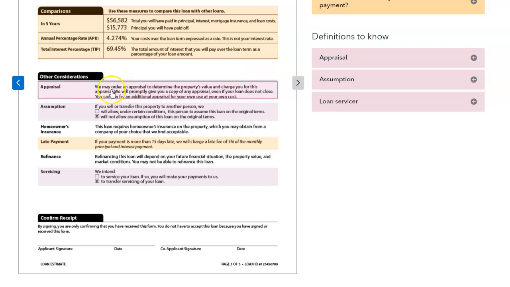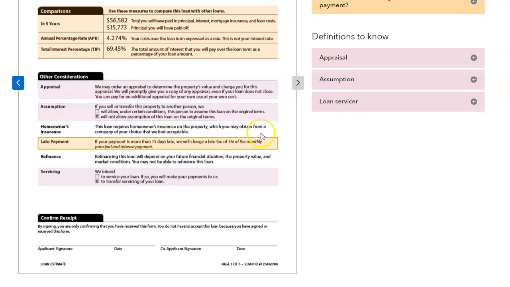And then some other considerations: we may need to order an appraisal. Okay, and we will promptly give you a copy of the appraisal even if your loan does not close. And you can pay for an additional appraisal for your own use at your own cost. And that's basically saying we can't just order a new appraisal because you didn't like the first one. Assumption: this will tell you whether or not your loan is assumable by a new buyer should you choose to sell the house down the road.